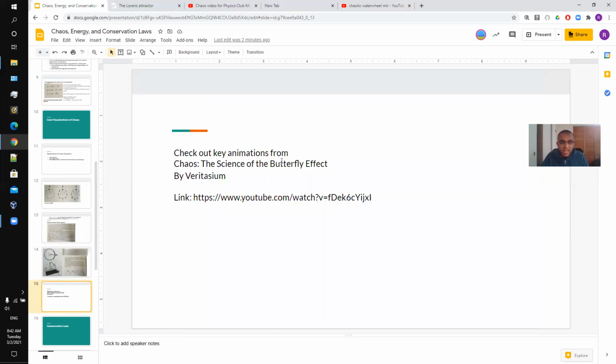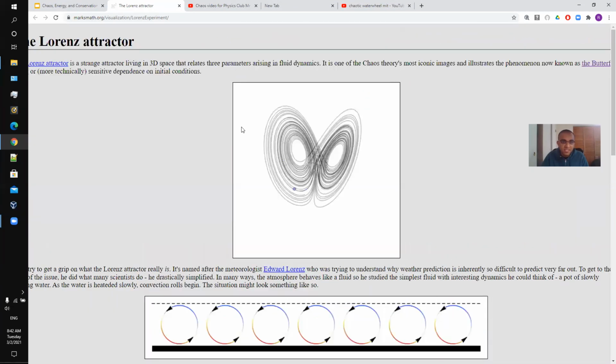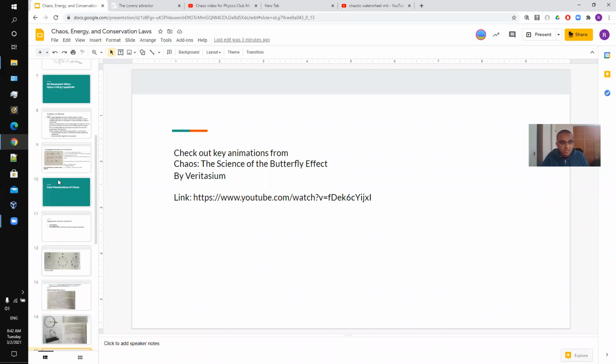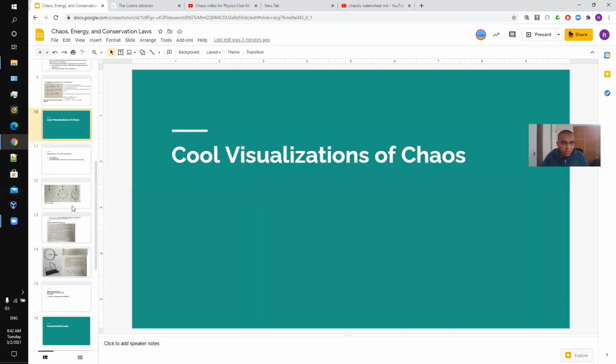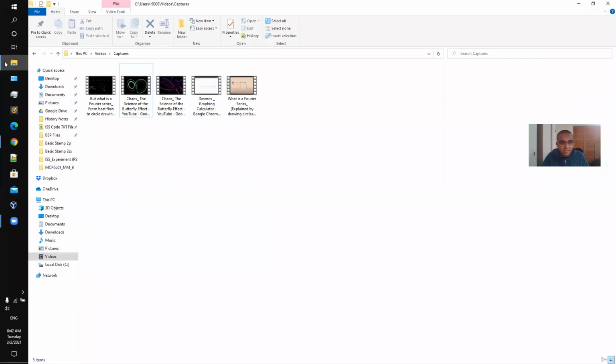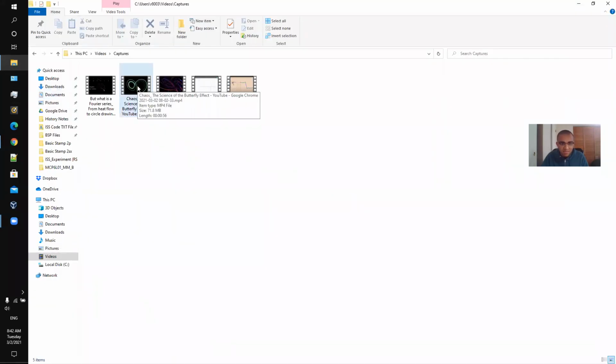Now let's check out a few key animations regarding the Lorenz Attractor that we were looking at earlier, which was phase-based, regarding the Lorenz equations. You can see that the water wheel will follow the Lorenz equations. Let's check out some animations from that YouTube video by Veritasium. Hopefully this plays somewhat smoothly. This might be a bit loud, hopefully it's not too loud.